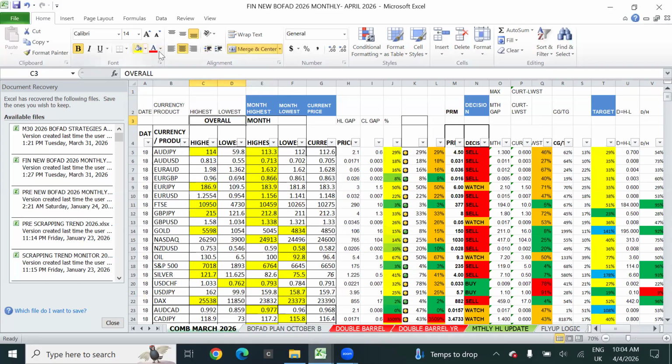So the overall is the history of inception. That's about 4 or 5 years ago. So this is the overall. This is the highest overall, and this is the lowest overall. Okay. But this one is for the current month. So this is the highest and the lowest for the current month. Remember, our current month is April, as you can see here. So this is what this entails.